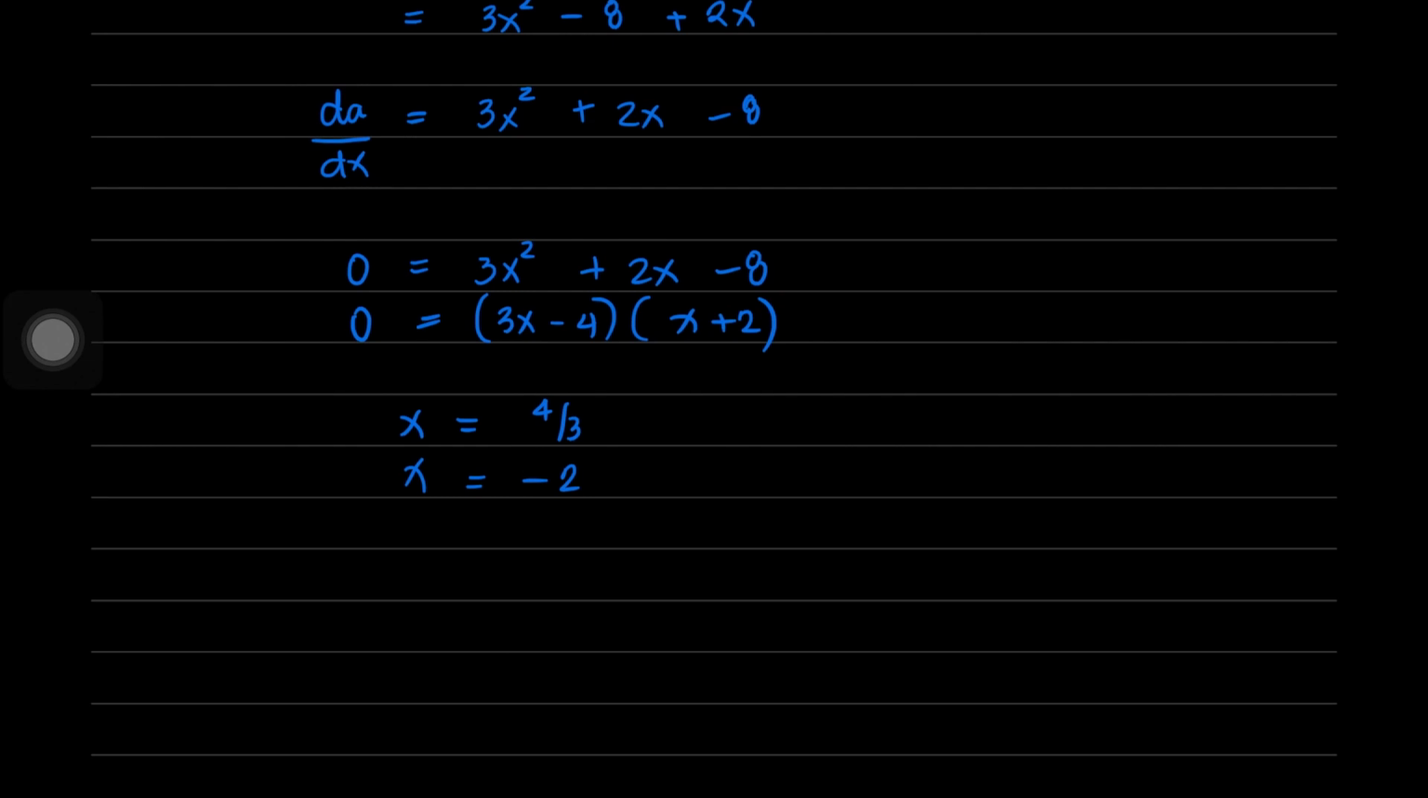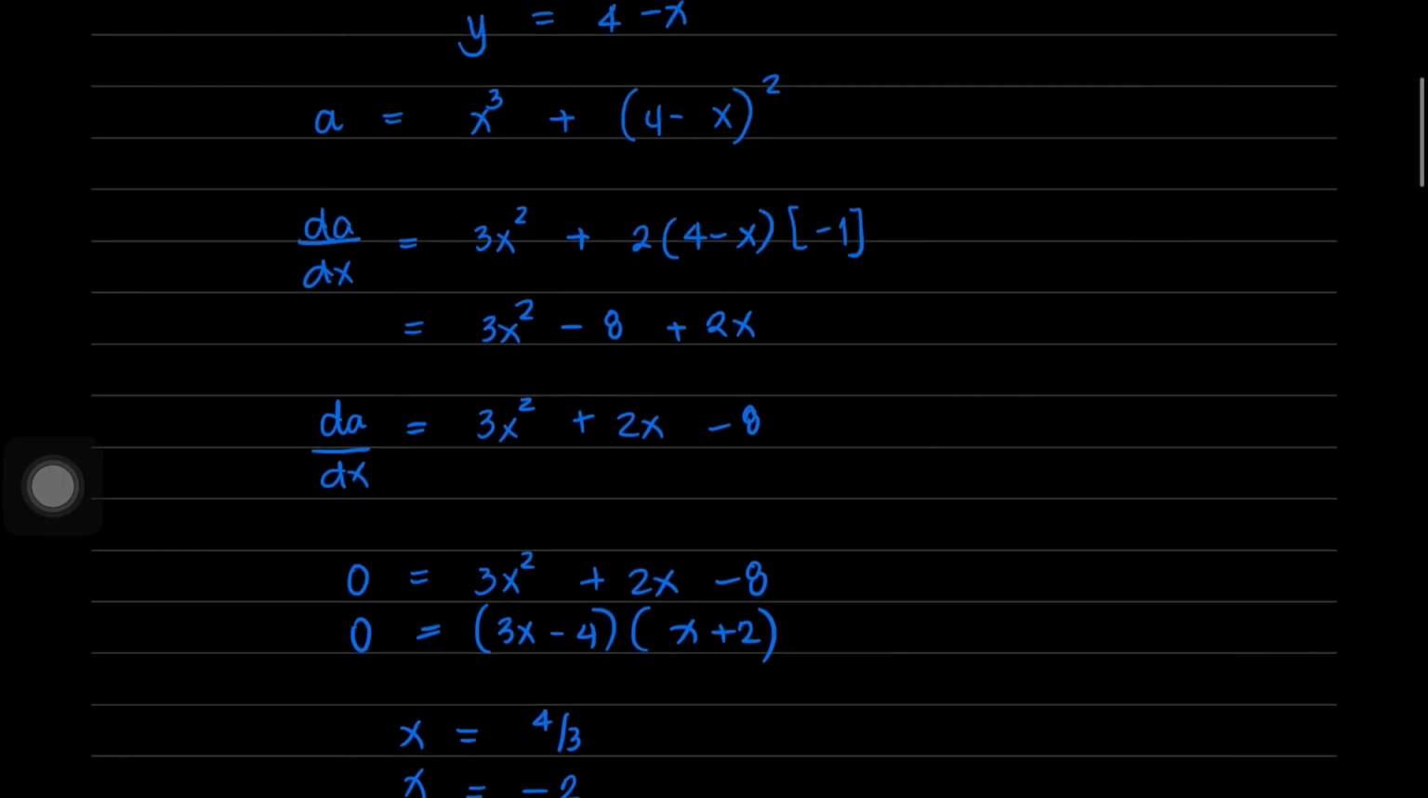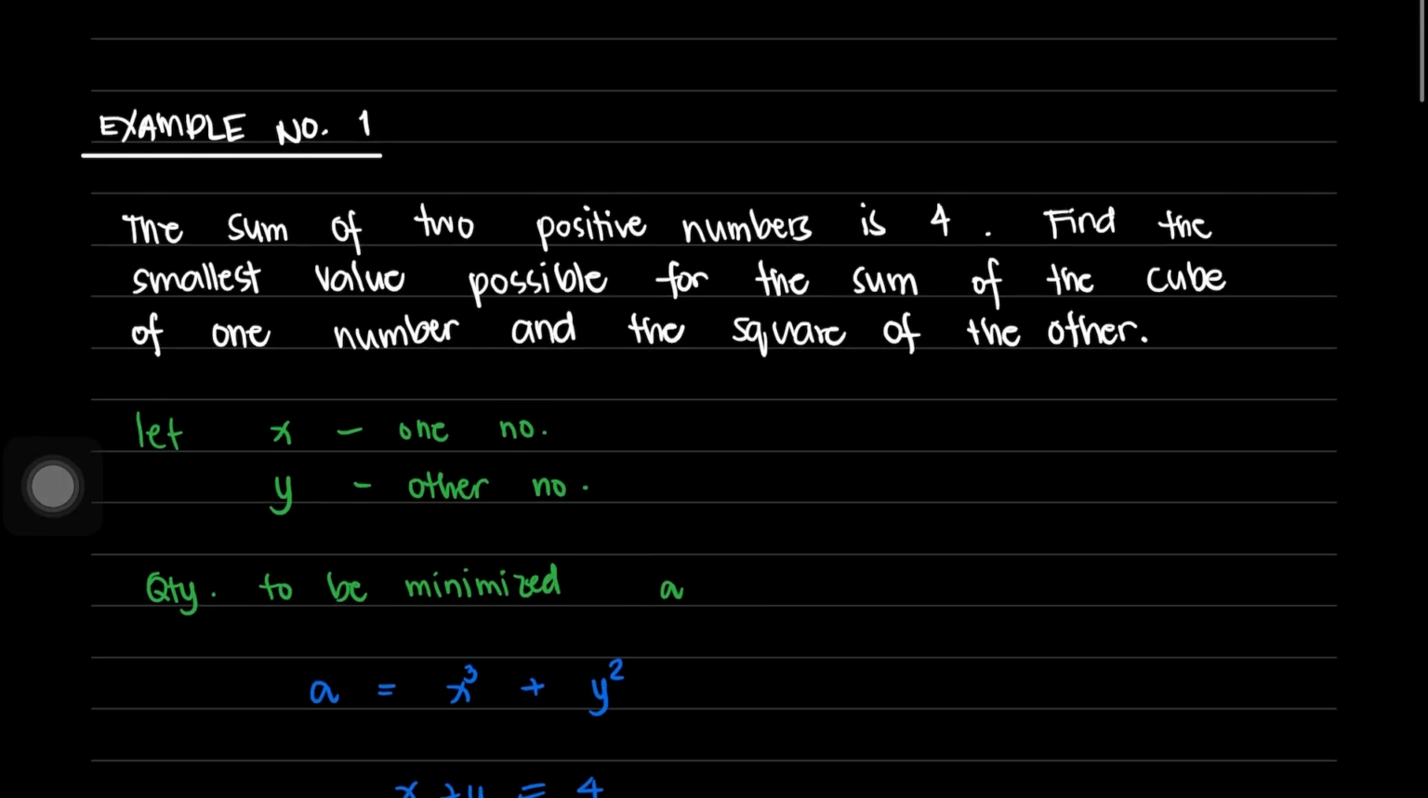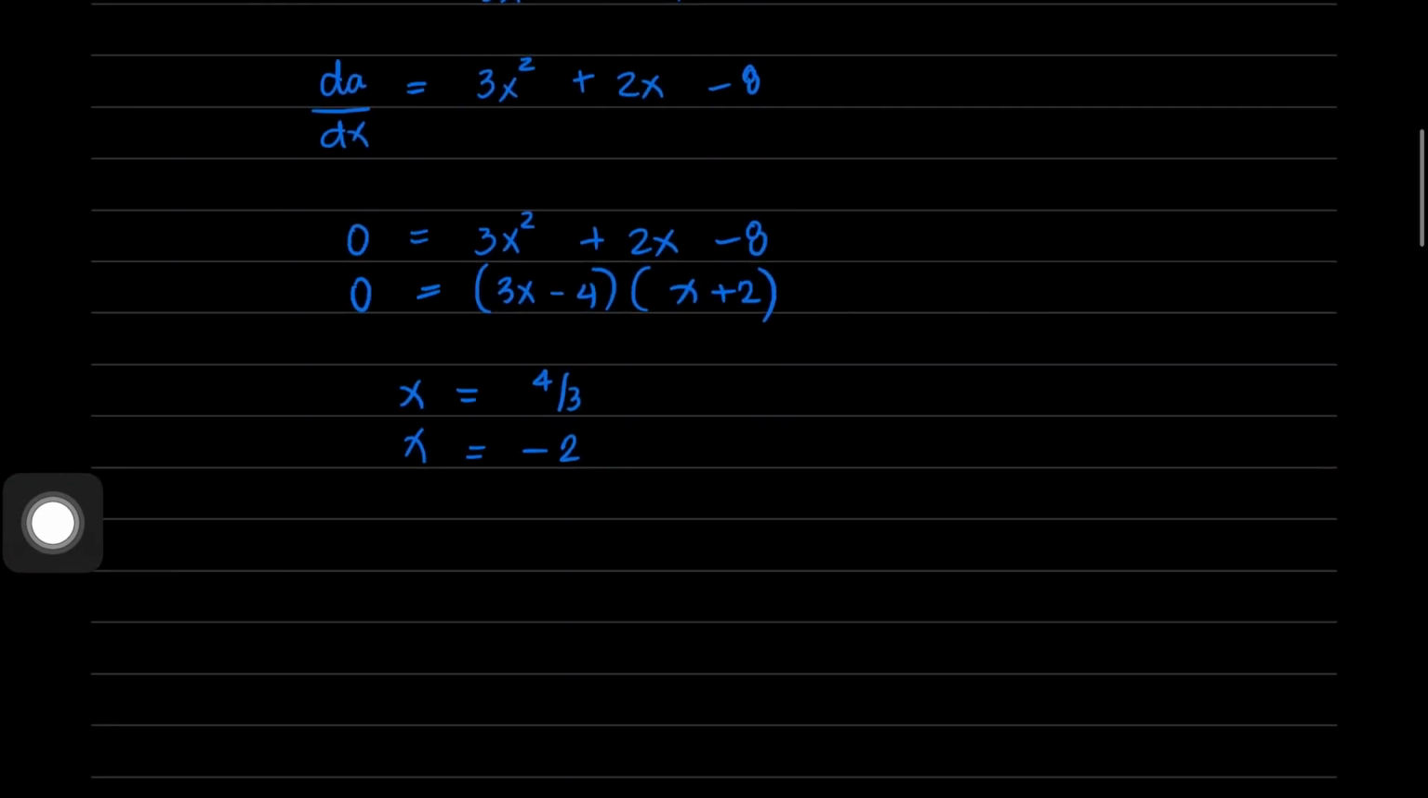negative 2. Now, if we go back to the problem, it says the sum of two positive numbers. So if x is one of the numbers and y is the other number, and the values of x that were solved are 4 over 3 and negative 2, we're going to disregard x equals negative 2.